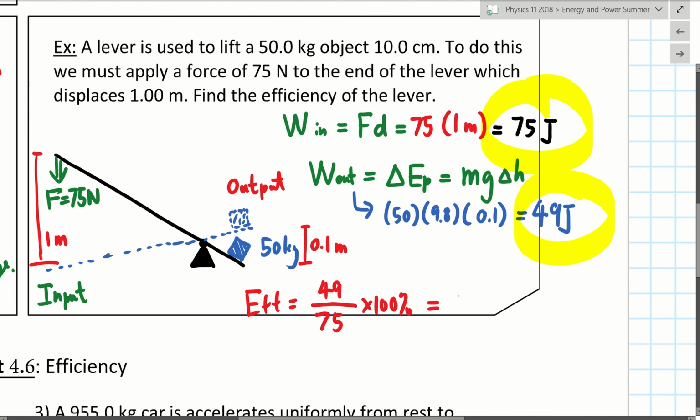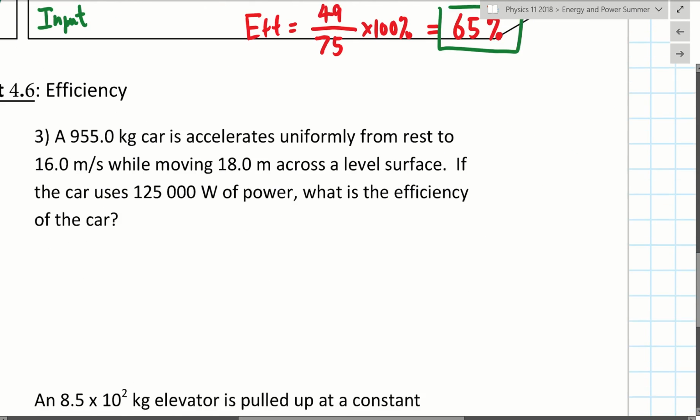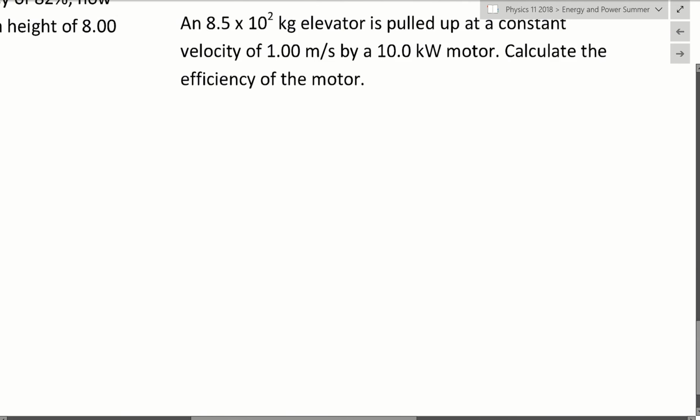And if you use your calculator, you get 65%. Okay, so that's the efficiency of this particular machine. Hopefully it's not too difficult. Now I'm going to do one more example, which is on this page, question number 4.